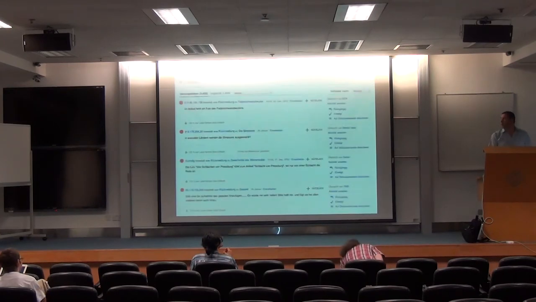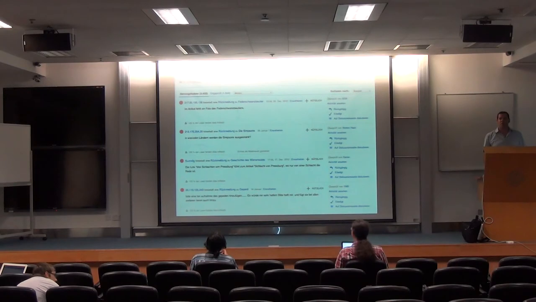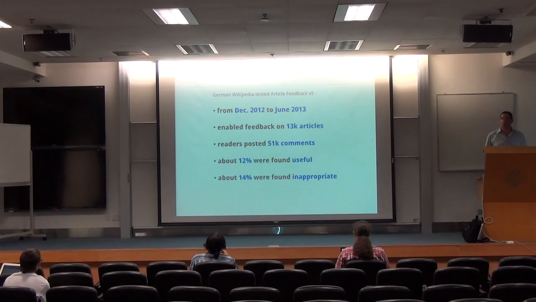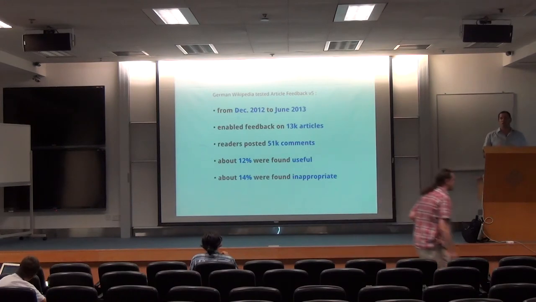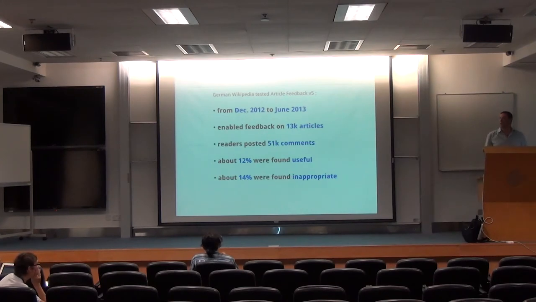In the German Wikipedia, the article feedback tool has been introduced in December 2012, and the pilot ran until June 2013. After a lengthy discussion on how we should do it, we had a first poll on whether we should do a pilot or not, and a second poll at the end of the pilot on whether the article feedback tool should be kept on. It was enabled on 13,000 articles, which have been selected by the community itself.